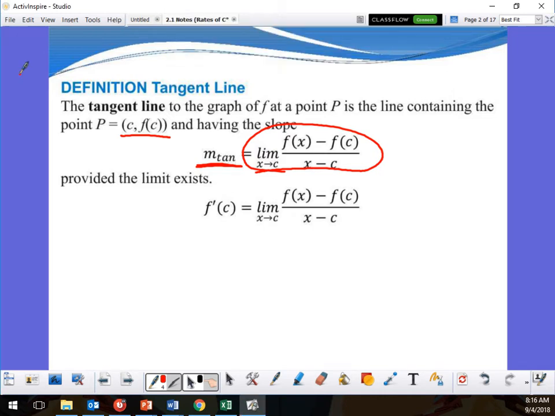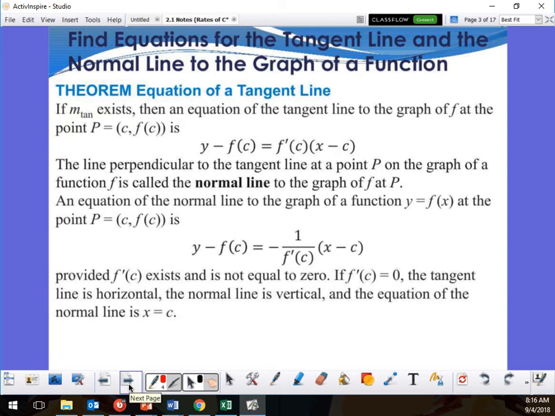Now, provided the limit exists, here is the notation: this is f prime of c. That means we have the derivative there. So that's basically what we're trying to find. We're finding the slope of the tangent line, but another way of writing that is f prime of c, which is the derivative at a point. If m tan exists, that means the slope of the tangent exists.